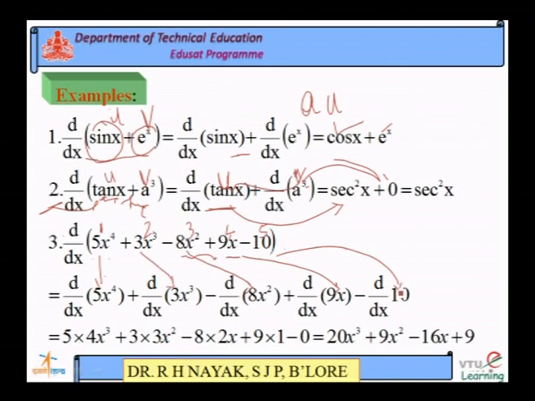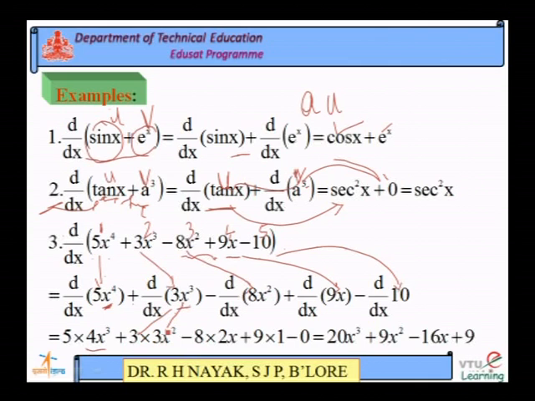According to the differentiation of x to the power of n, x to the power of n is what? N into x to the power of n minus 1. 5 is taken as it is. 5 into differentiation of x to the power of n is n into x to the power of n minus 1, that is 4x cube. Plus is there, we have carried out plus as it is. 3 is constant. This is the first rule. What does the first rule say? Differentiation of constant into function is constant into differentiation of the function. Here we kept 3 as it is.